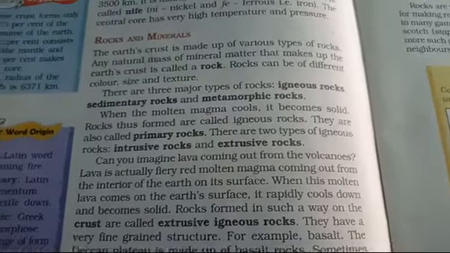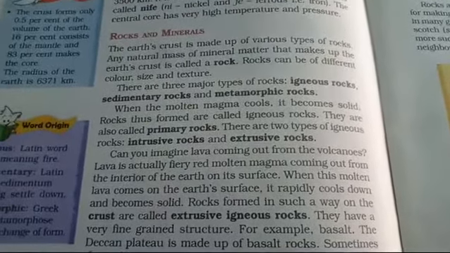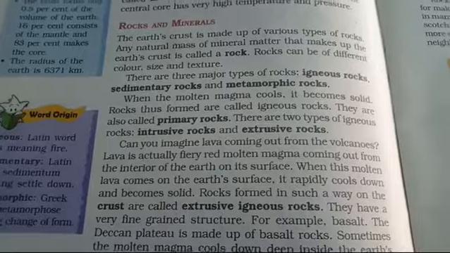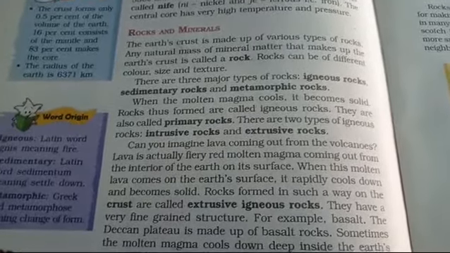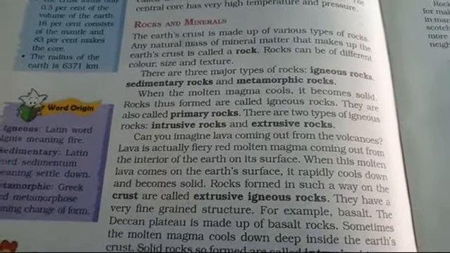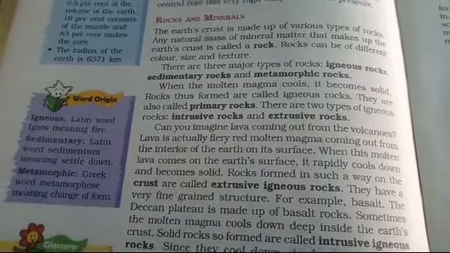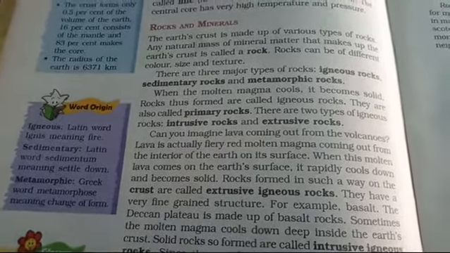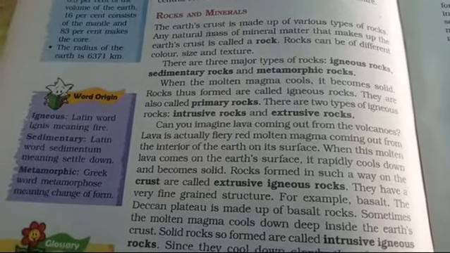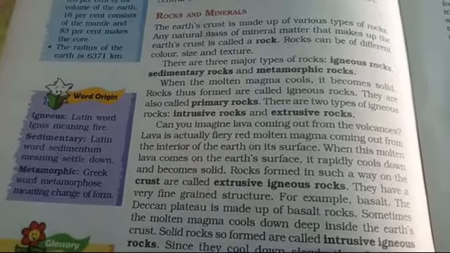So now, my dear students, in this video we shall be discussing rocks and minerals, how rocks are interrelated to each other and how they help each other. Okay, before starting this video, let's take a small recap of the chapter Inside Our Earth.